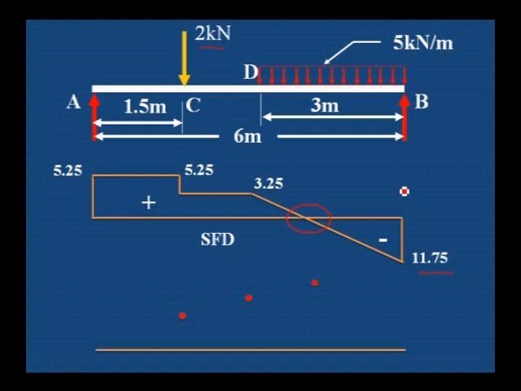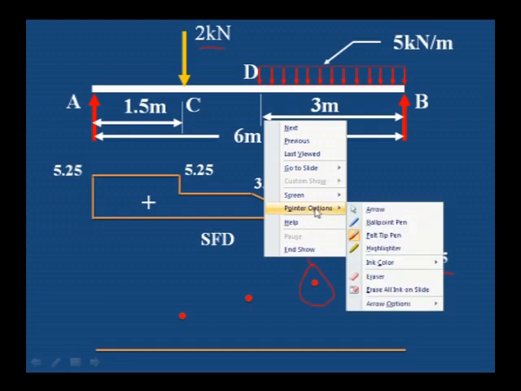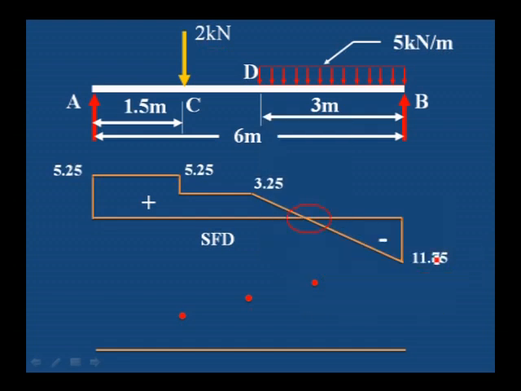For drawing the bending moment diagram, first mark the values at D and at C, and at A it is 0, at B it is 0, but this is the point where maximum bending moment occurs, this particular point, that we have to calculate afterwards.